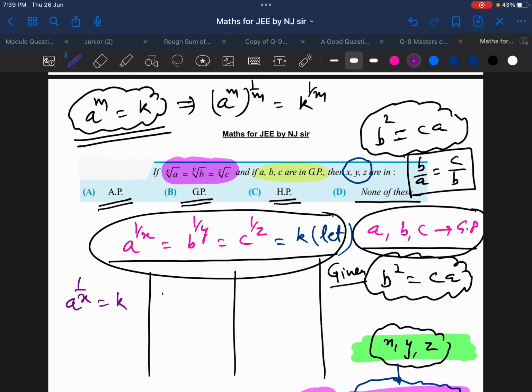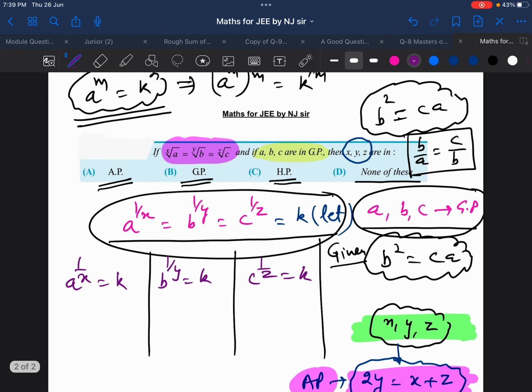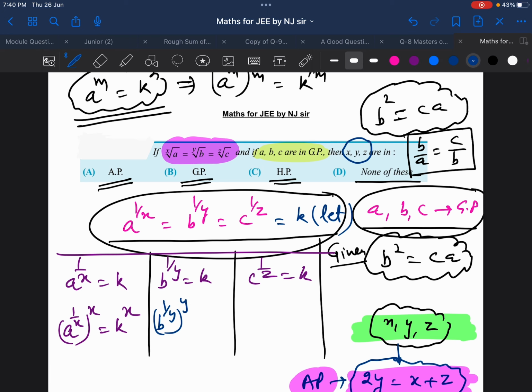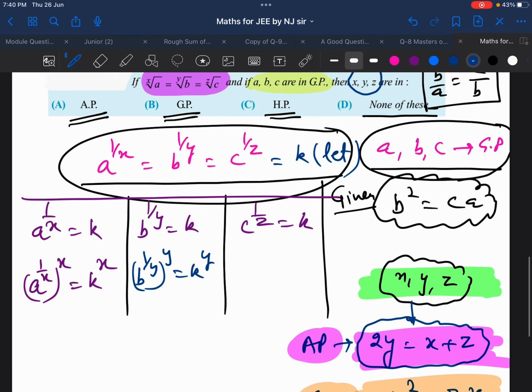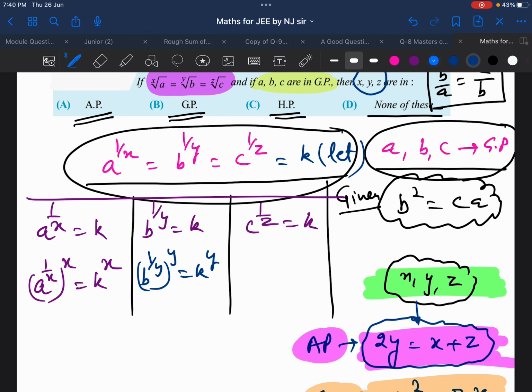So I can write them separately, b raised to power 1 by y equal to k and c raised to power 1 upon z as k. Now I will take power x on both sides in all the three expressions, means I can write a raised to power 1 by x whole power x equal to k raised to power x. Similarly I will write here b raised to power 1 by y whole power y equal to k to the power y, and in third case I can write that c raised to power 1 by z whole power z equal to k to the power z.